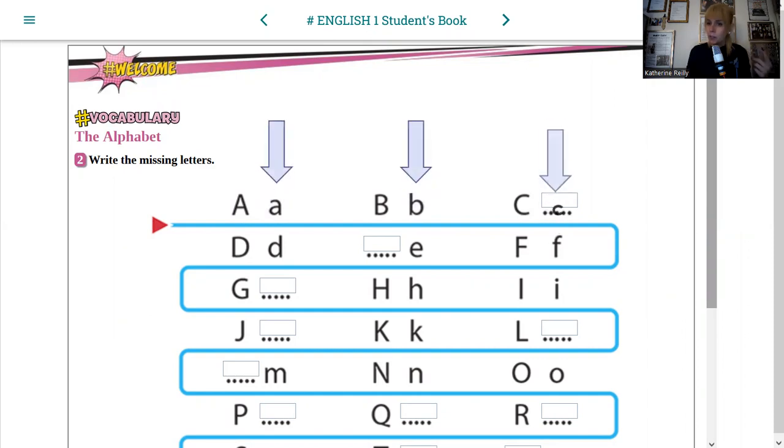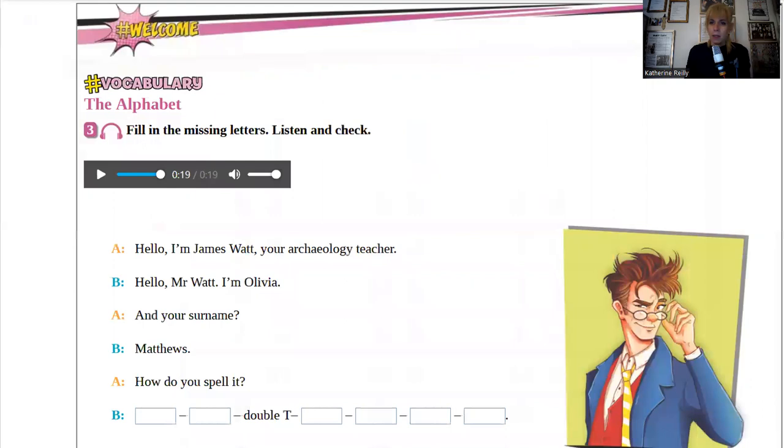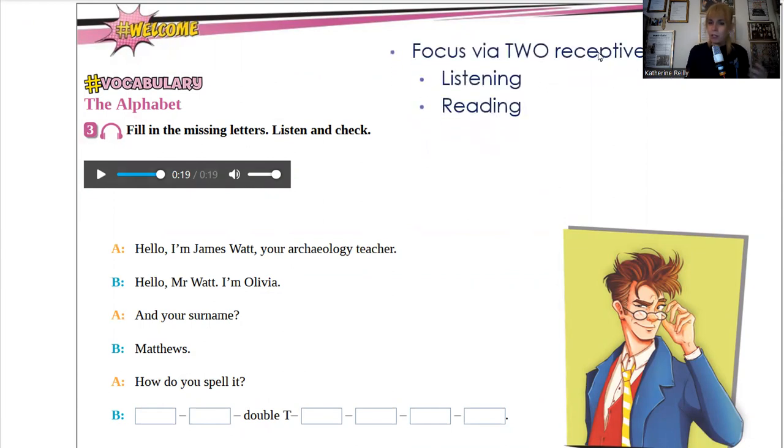So let's move on to another exercise. Let's take it a notch higher. Fill in the missing letters, listen and check. So we're focusing on 2 receptive skills, listening and reading. You also have the text underneath.